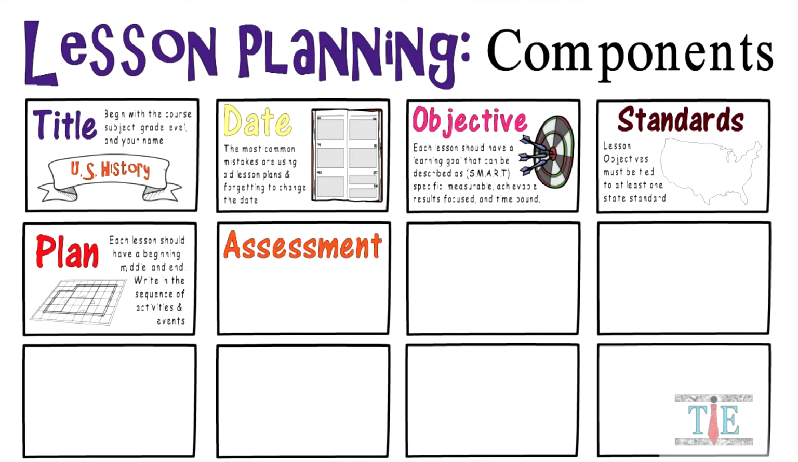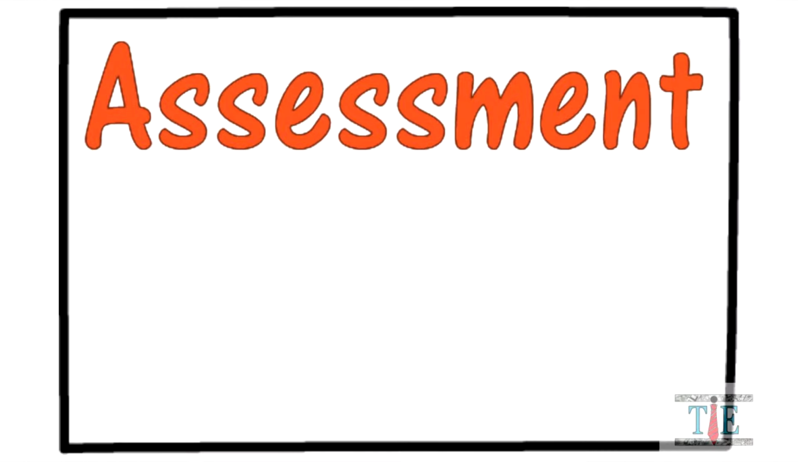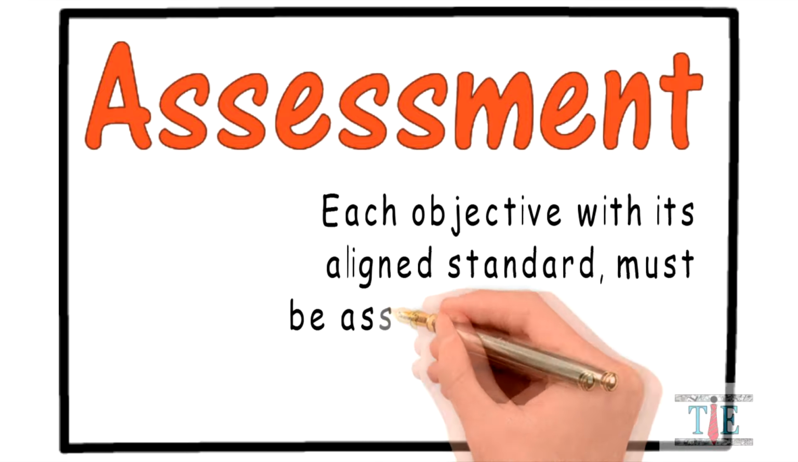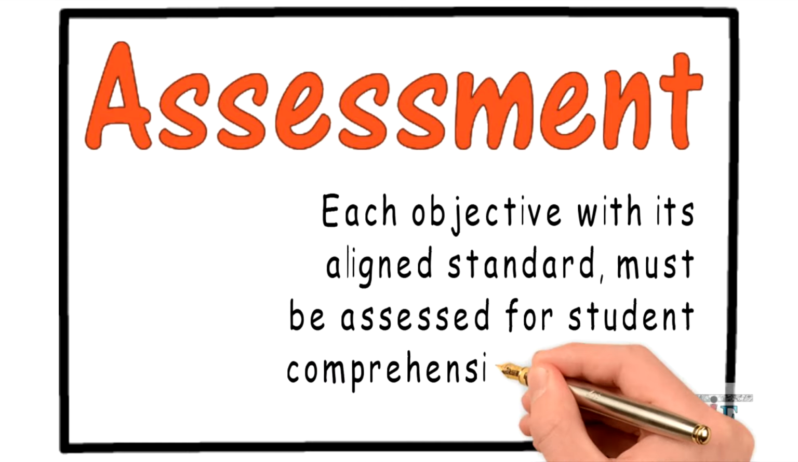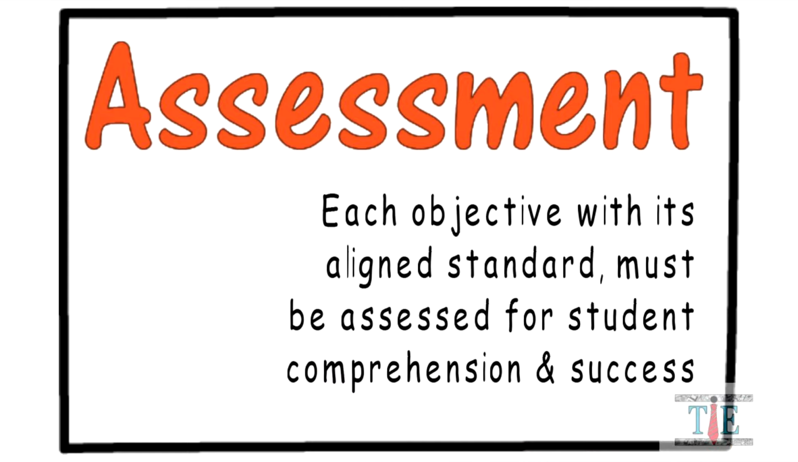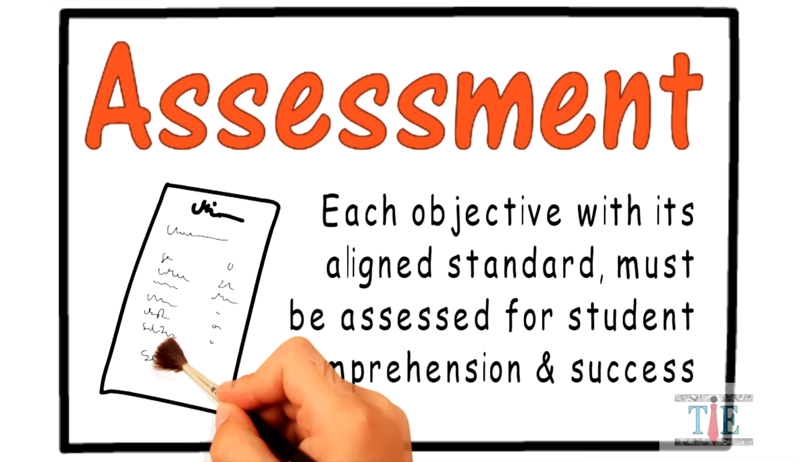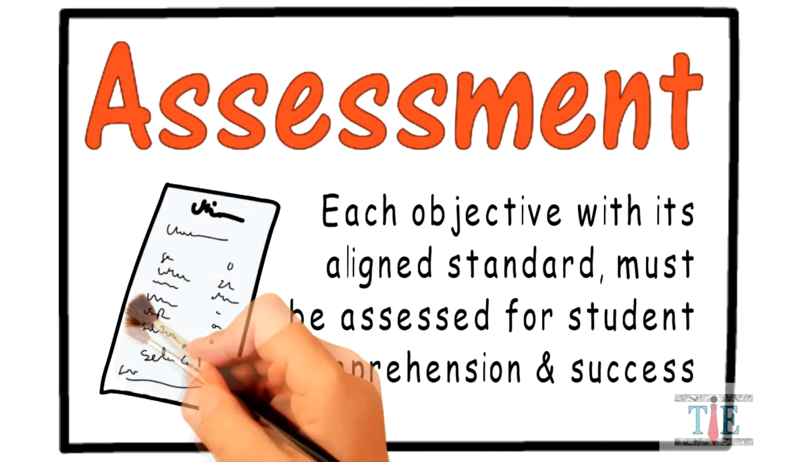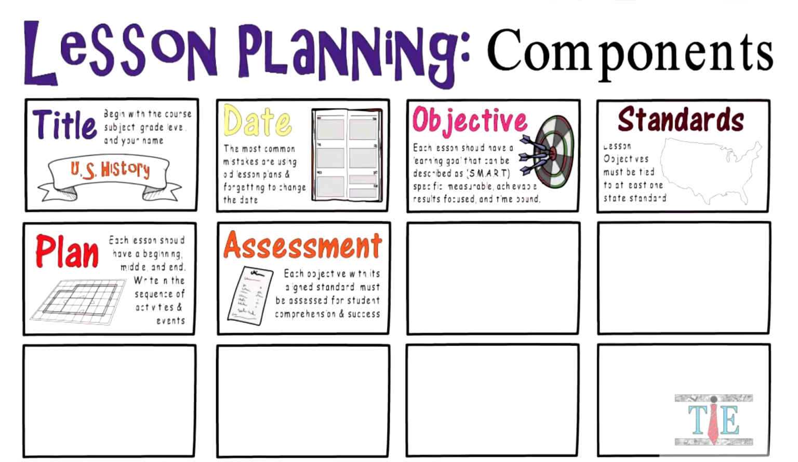The sixth component of lesson planning is the assessment. Remember, each lesson objective with its aligned standard must be assessed for student comprehension and understanding. Now, when I say assessment, that can mean something as simple as a quick formative assessment, such as an exit ticket, or perhaps a unit assessment.